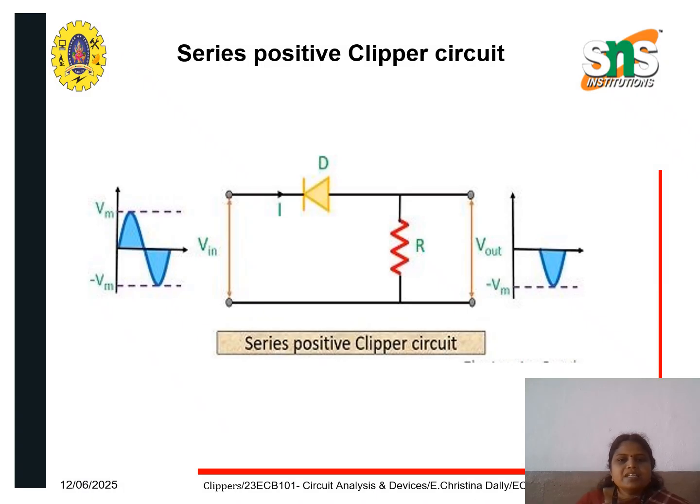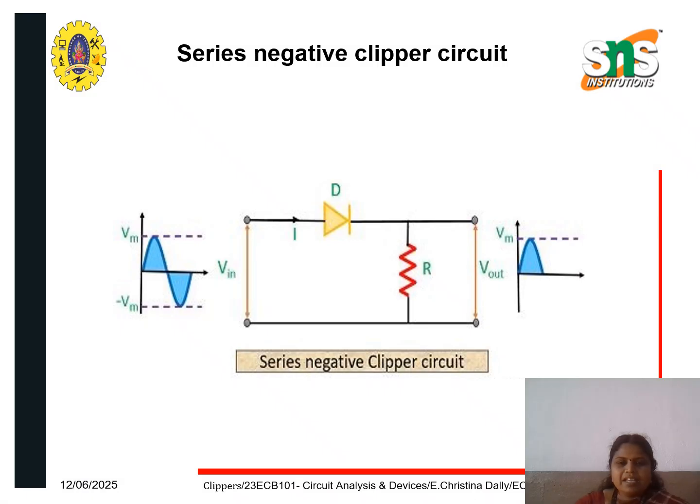This is the series positive clipper circuit. Here I am going to apply the input signal. The diode is connected across the terminals, that is, the cathode is connected to the input voltage and the anode is connected to the resistor. So the output will be in the form of V out, which is taken as Vm.